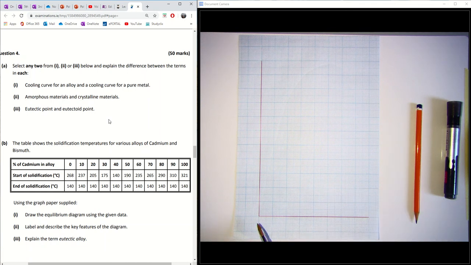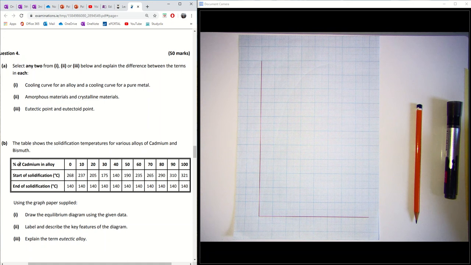Now, the first thing I want to look at is actually drawing the diagram, the thermal equilibrium diagram. In this question, it says the table shows the solidification temperatures for various alloys of cadmium and bismuth. So we always know that when we're talking about eutectic alloys, the two metals we're looking at are cadmium and bismuth, because they have a very low melting point.